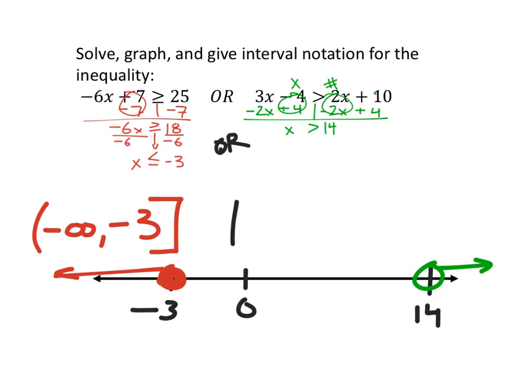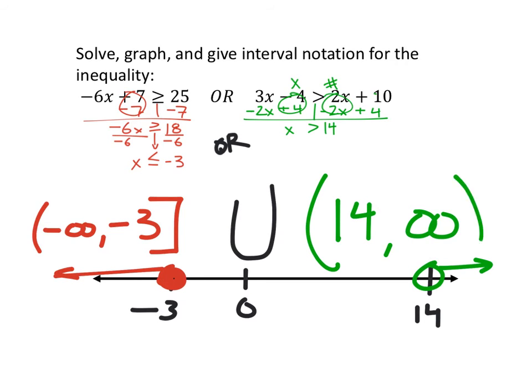It's just not the right notation, okay? Now this is an or statement, so I'm going to unite it with the green, which starts at 14. Now 14 is not included because it's an open circle, so I got a parentheses there. And this goes as far to the right as infinity, which of course is never included. So there we go. We got the inequality, we got the graph, and we got the interval notation. Bam.